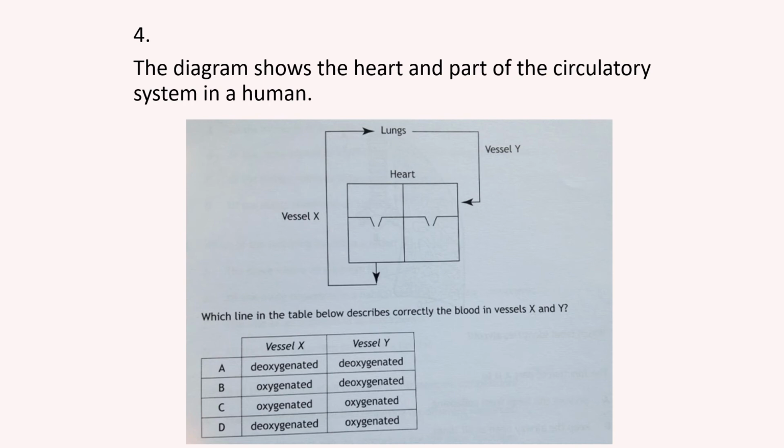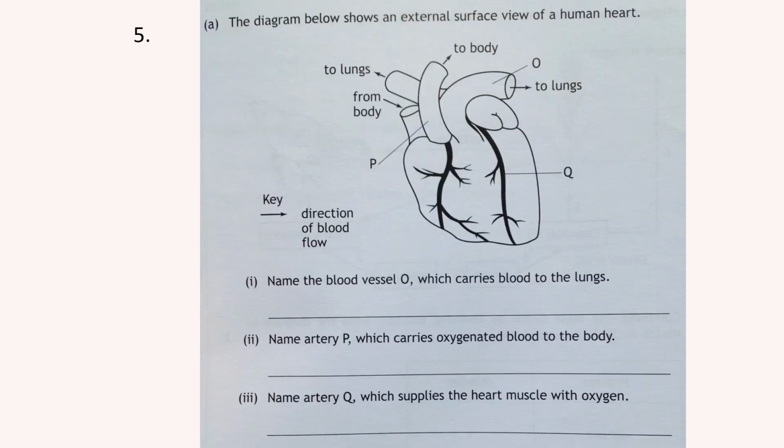So the answer would be that your vessel X is taking your blood from your heart to your lungs, so it must be deoxygenated. So it's either going to be A or D. And your vessel Y is taking it from the lungs to the heart, so it's going to be oxygenated. So your answer must be D. So well done if you managed to get that correct. If not, go back and watch the video again.